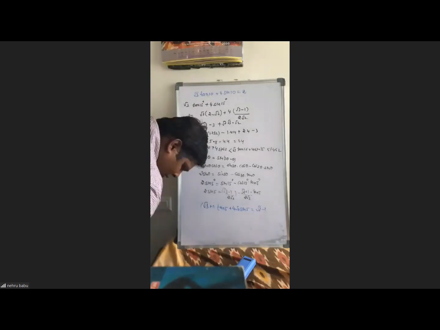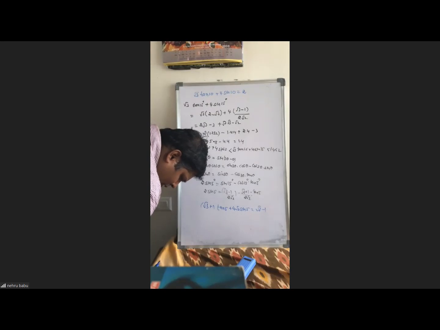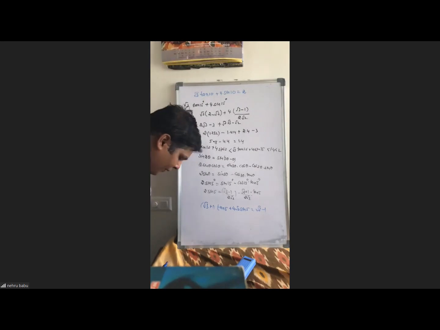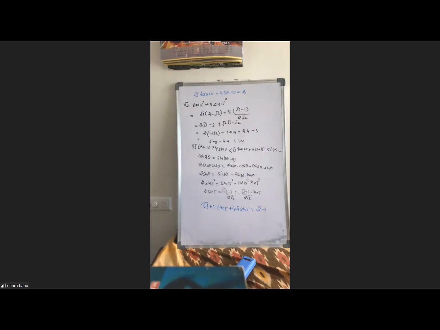The option is this thing only? Option 46: root 3 plus 1 tan phi plus 4 root 2 sin phi equal to only root 3 is given, but the answer is coming as root 3 minus 1. Yes, so same problem, same substitution. Root 3 plus 1 tan phi plus 4 root 2 sin phi equals root 3 minus 1 is coming, but here it is only root 3, so it's wrong.